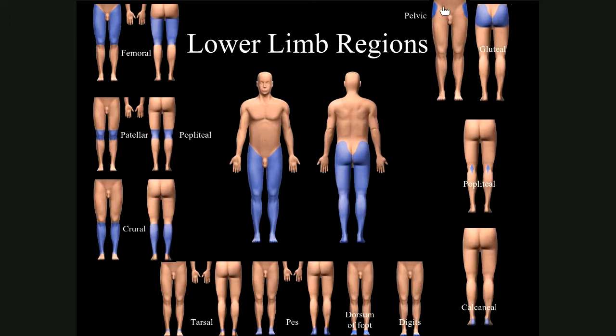Let's go back up to the femoral region, and lateral to that, we have our pelvic region anteriorly. Posteriorly, you will have your gluteal region, your buttocks region. We've already seen popliteal, posterior knee. And we are again still posterior, and this is our heel region that's identified in blue. That's your calcaneal region. Okay. And both anterior and posterior, the ankle region will be your tarsus region.